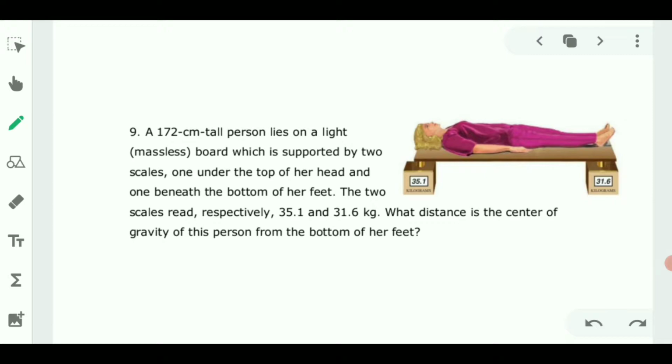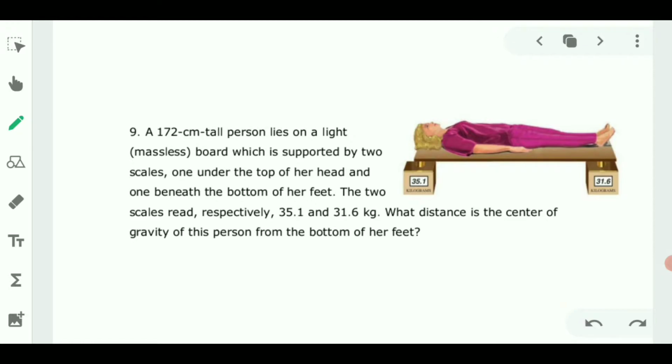This is the third video, the third question in the tutorial series under static equilibrium, and this is question 9 in the tutorial sheet. This is a question I left you guys with last time. I believe you went through it. If you did not, pause the video and go through it.